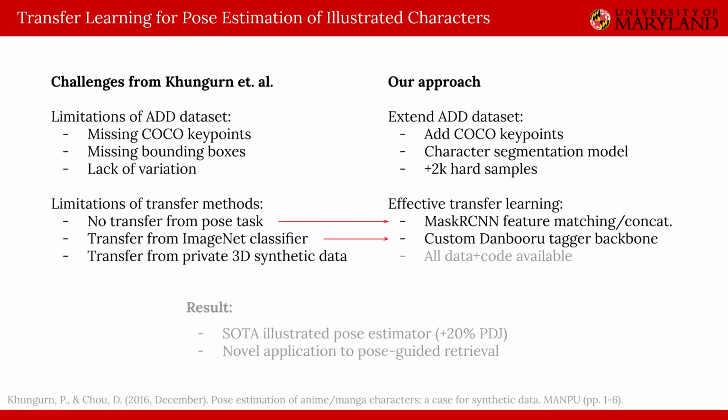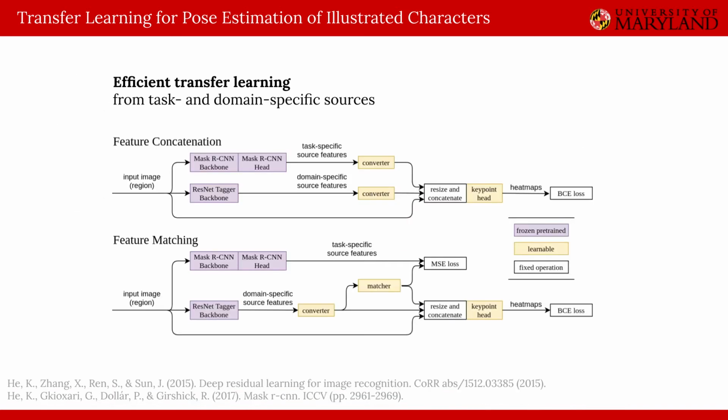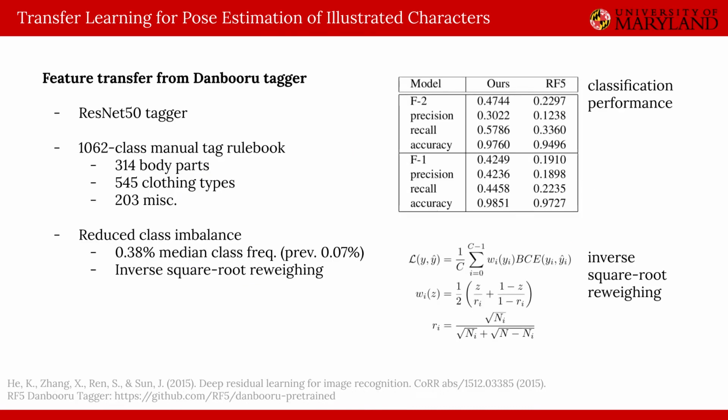Khungurn et al. also do not perform transfer from another pose model, and use a feature extraction backbone trained on natural images from ImageNet. In contrast, we propose a feature concatenation architecture as well as a more efficient feature matching architecture that leverages knowledge from both a task-specific Mask R-CNN pose estimator as well as from an illustration domain-specific classification backbone. This classification backbone is a ResNet 50 trained to perform multi-label classification on Danbooru illustration tags.